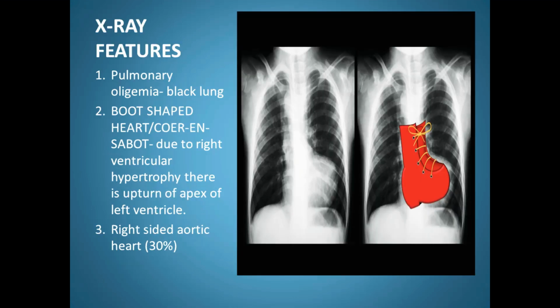X-ray. The X-ray features are very unique. There is pulmonary oligemia or a black lung because of decreased supply of blood. Next is a boot-shaped heart, also called coeur en sabot. Due to right ventricular hypertrophy, there is an upturn of the apex of the left ventricle. And there can also be a right-sided aortic arch in 30% of cases.